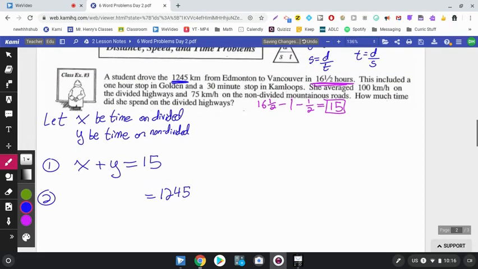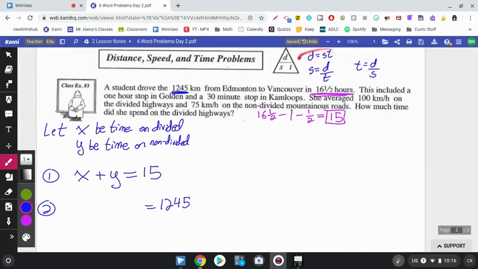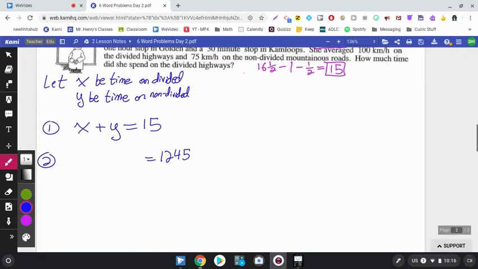And if I go up to this formula, that's distance. So this is why I gave us that formula. Distance is your speed, or your rate, your kilometers per hour, times time. Well, I have variables to talk about time, and I have the speeds right here. So I can talk about the distance. The distance on divided would be 100 times x, 100 kilometers an hour for a certain amount of hours.